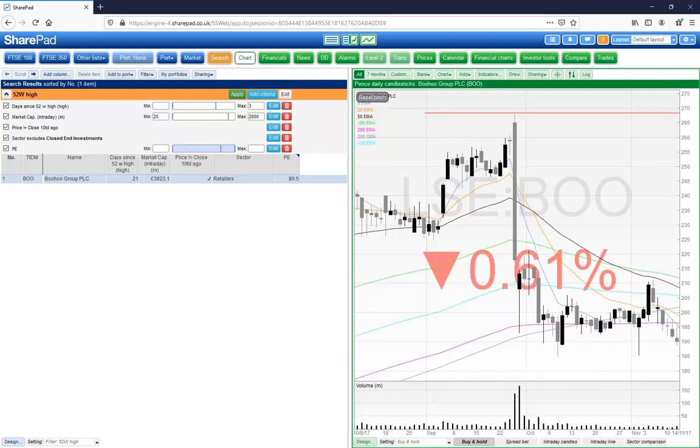Does LSE shares list include both AIM and main market? Yes, it does, Mr. Analytical. So it covers all of the shares on the market, which is why I use it.